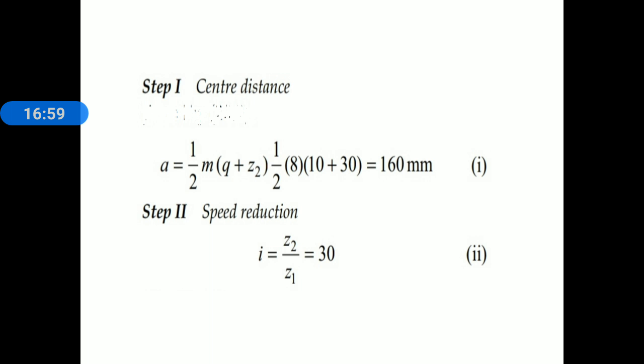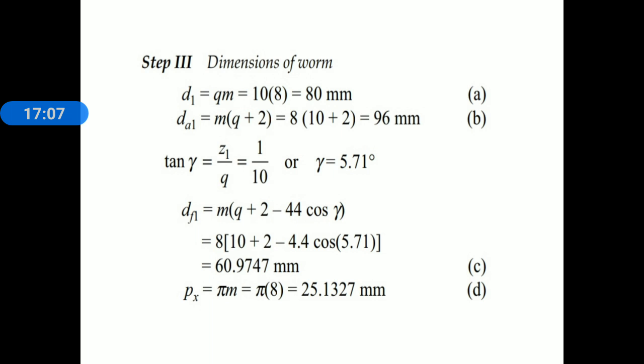Consider equation 2. Now the third point is solved in step 3, dimensions of worm. Now here we determine the dimensions of worm. We already discussed the proportions of worm gears, and in that we discussed the dimensions of worm. D1, pitch circle diameter of worm, DA1, outside diameter of worm, DF1, root diameter of worm, and Px, axial pitch of worm. These are the dimensions of worm.